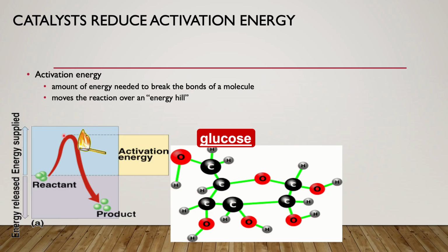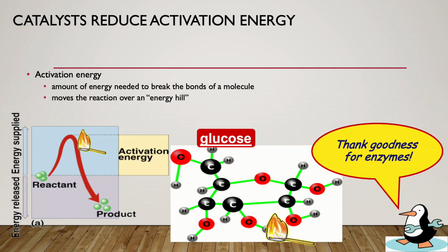But a cell must be metabolically active. Heat would speed up a reaction, but it would also denature the protein and kill the cell. So we have enzymes that would help with this process to be able to have those reactions occurring faster.